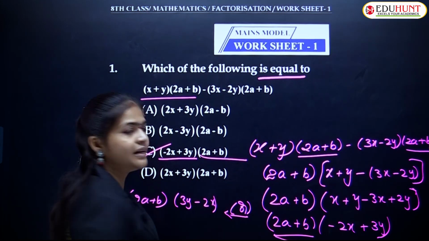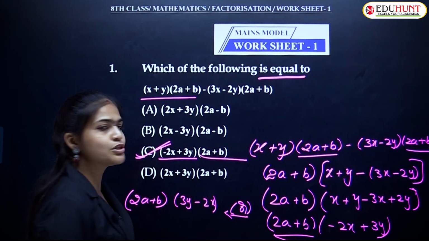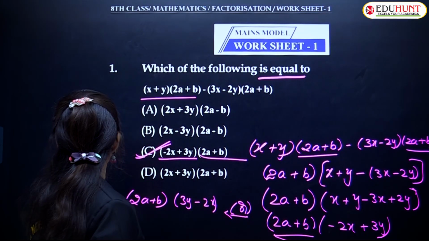This one only they have given. Which option is correct here? Yes, option C is correct, that is minus 2x plus 3y into 2a plus b. Clear? Yes. Let us see here.